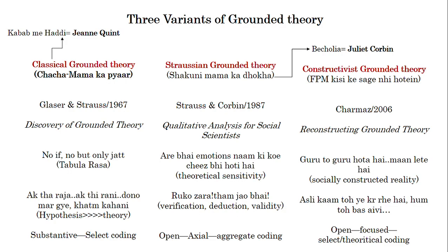So classical grounded theory can be compared with the interpretation of sex, whereas constructivist grounded theory can be compared, and Straussian grounded theory can be compared with the interpretation of gender. So it's a socially constructed reality. This is what they said. There are other differences also.